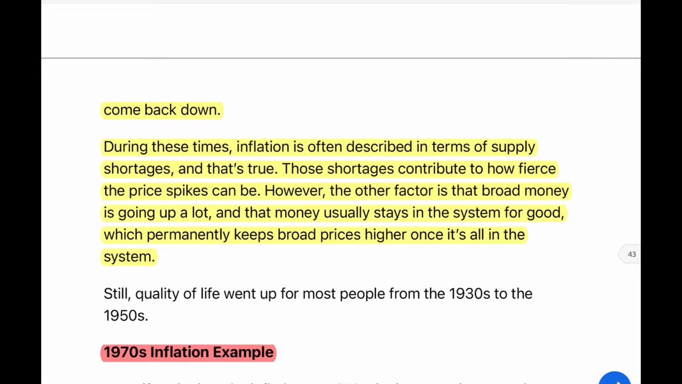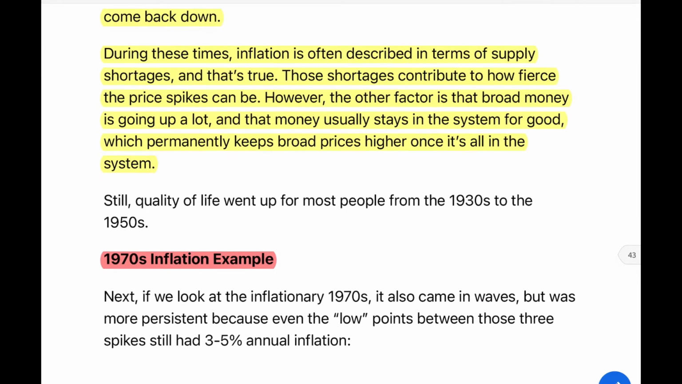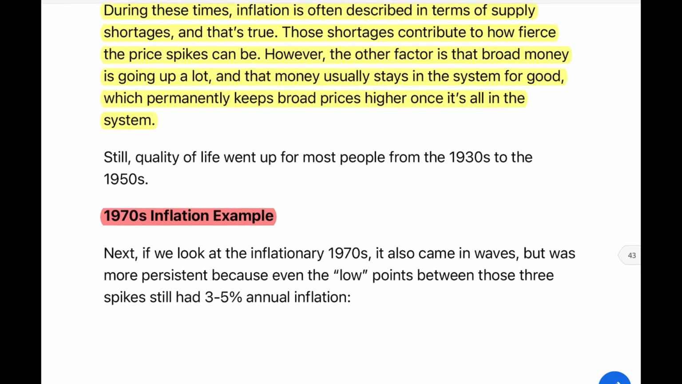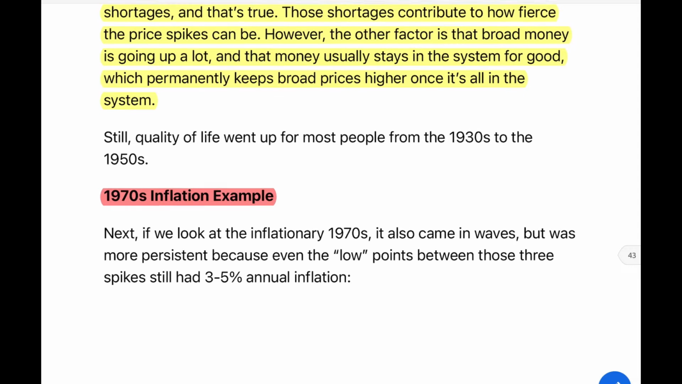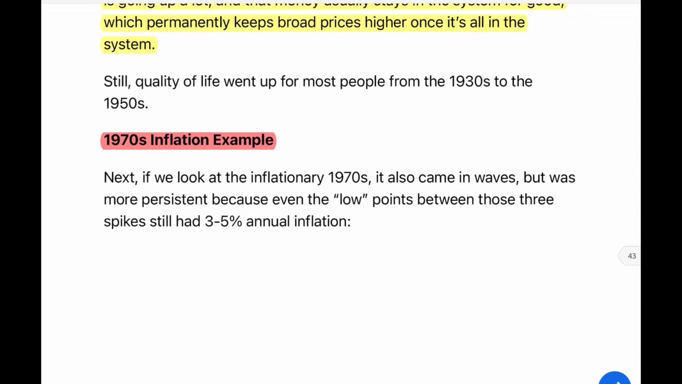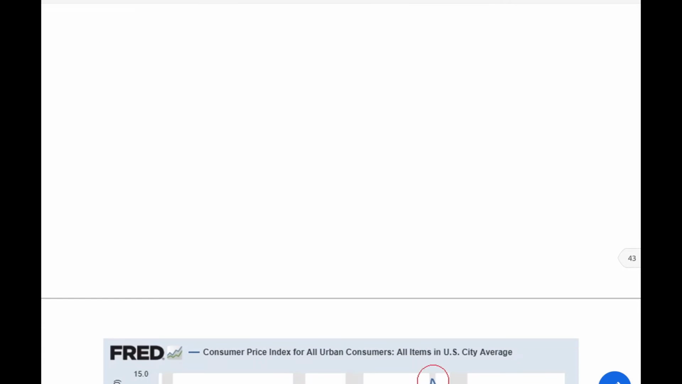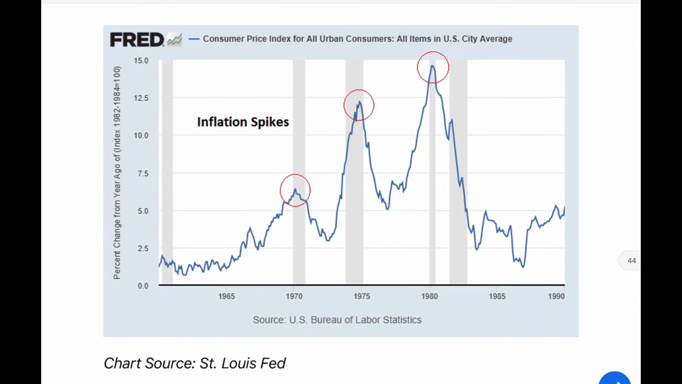During these times, inflation is often described in terms of supply shortages, and that's true. Those shortages contribute to how fierce the spike can be. However, another factor is that broad money is going up a lot, and that money usually stays in the system for good, which permanently keeps broad prices higher once it's in the system. So it's talking about printing of money, basically. Once you start printing the money, it's in the system, and it's hard to take it out of the system. It goes into the 1970s inflation example. It's going to give you some charts about that to show exactly what happened there as well with the transitory inflation.